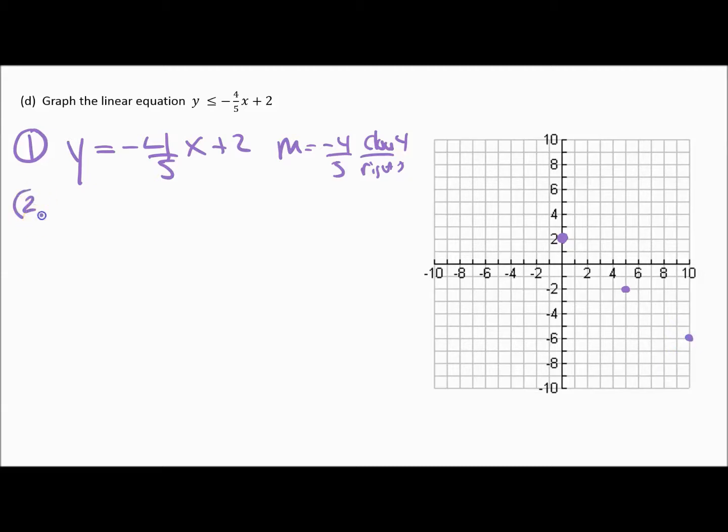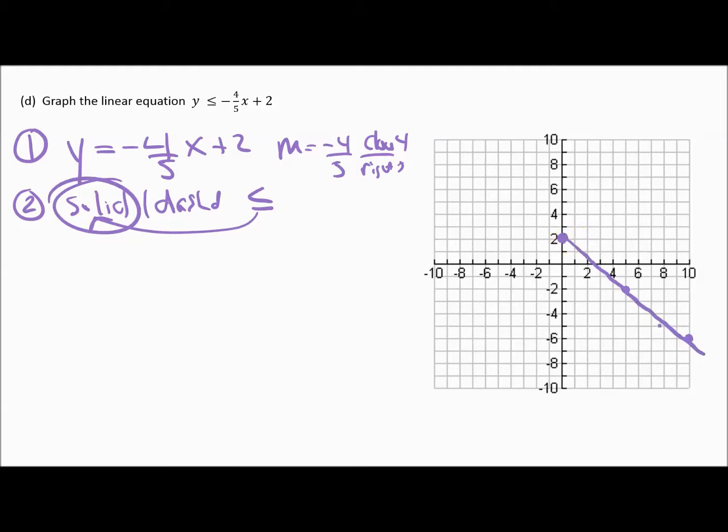Next question is, when I connect the dots, do I do it solid or do I do it dashed? Well, it's a less than or equal to. That equal to means I do solid. So this is a solid line. That's the best solid line I can do at the moment.